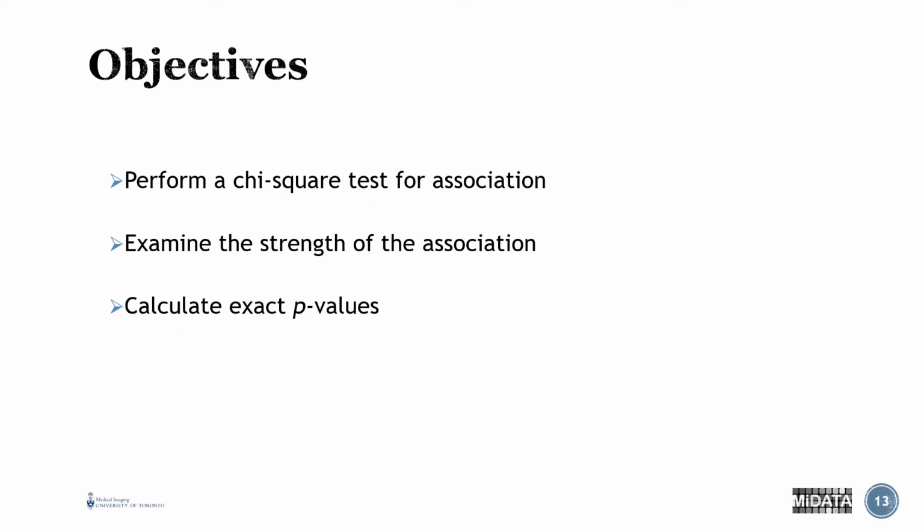Okay, what are our objectives? We're going to perform a chi-square test for association, which we've seen in previous lectures already, examine the strength of the association, and calculate exact p-values.